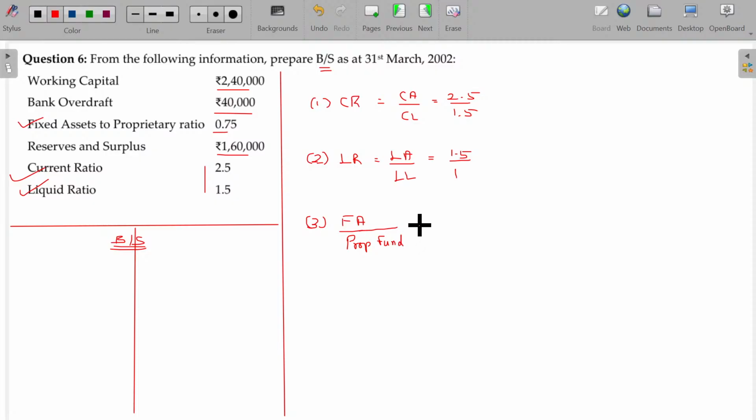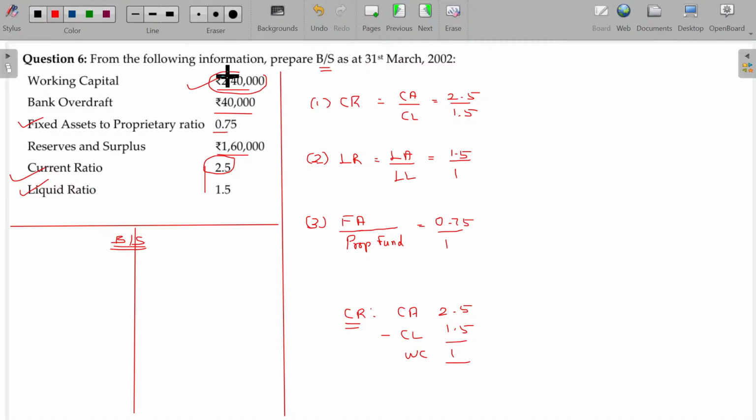The value being 0.75, and this will be 1. So you have been given the current ratio as well as working capital. That's the first point where you can break. From the current ratio, current assets minus current liabilities is the working capital. The relationship between current assets and current liabilities from the current ratio is 2.5 and 1.5. The difference between these two is the 1.